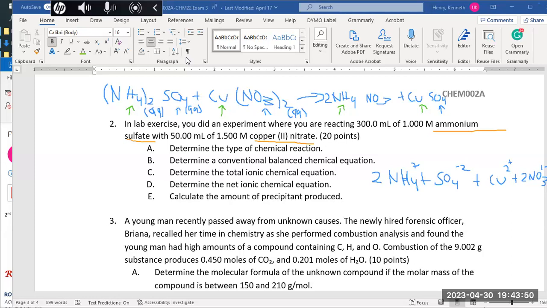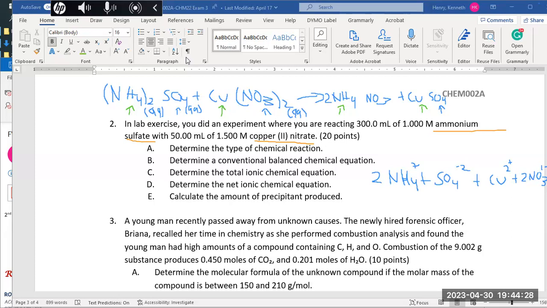Then the answer to D, if CuSO4 was insoluble, was a solid, then the net ionic chemical equation would be SO4 plus Cu to make CuSO4. But now, since it's soluble, there's no equation to write. Everything else cancels out because everything is in ion. The ions cancel out, if that makes sense. So you would just write non-reactive? No, there's no reaction. There's no ionic chemical equation.